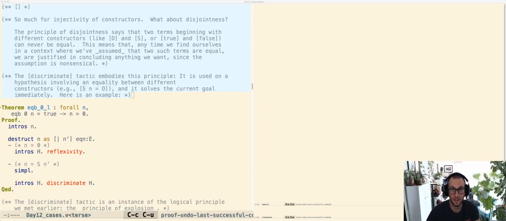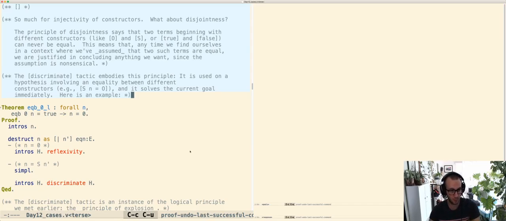Hi folks. In the last video, we talked about injectivity and disjointness, and I went through how injectivity works in Coq, where we proved injectivity ourselves and then used the injection tactic to have Coq manage injectivity of constructors for us. In this video, we're going to see how to work with disjointness of constructors.